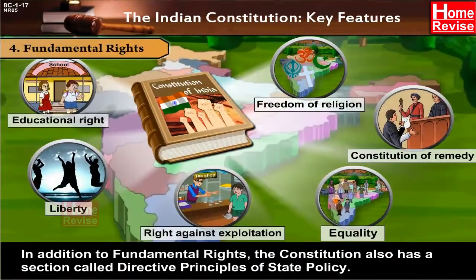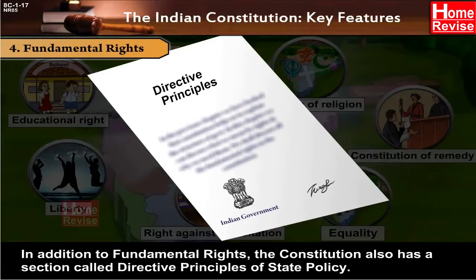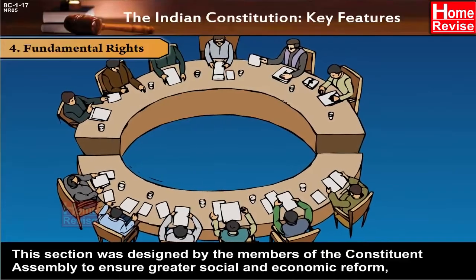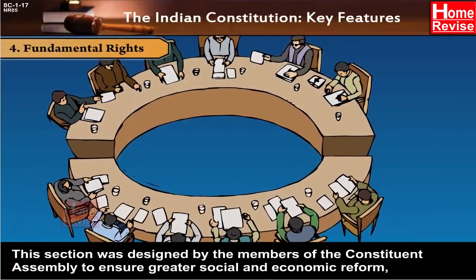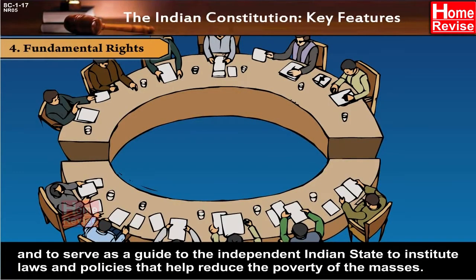In addition to fundamental rights, the Constitution also has a section called Directive Principles of State Policy. This section was designed by the members of the Constituent Assembly to ensure greater social and economic reform and to serve as a guide to the independent Indian state to institute laws and policies that help reduce the poverty of the masses.